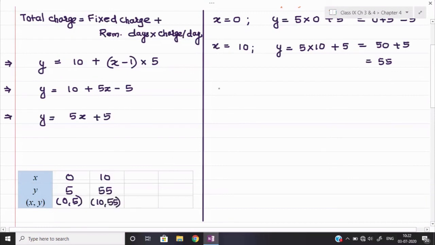Now similarly, suppose I take the value of x is equal to 15. So y is equal to 5 into 15 and then plus 5. 5 into 15 will be equal to 75 and then plus 5, 75 plus 5 will be equal to 80. So the value of x is equal to 15, y will be equal to 80. This is my third and last point.